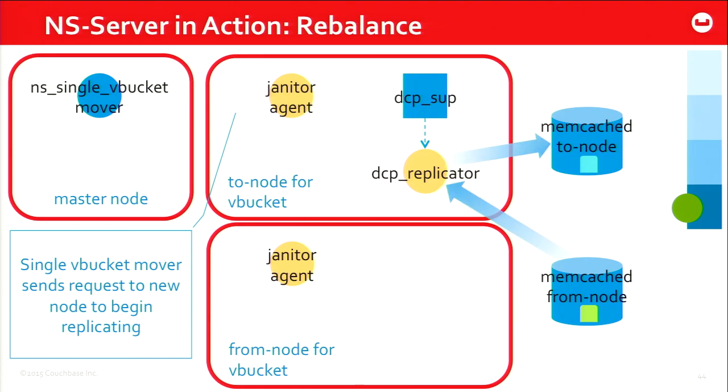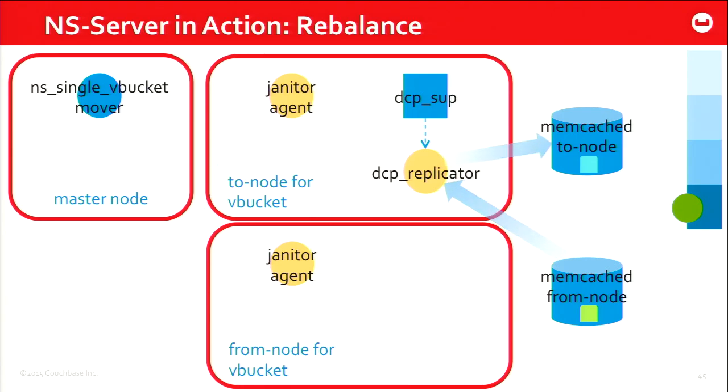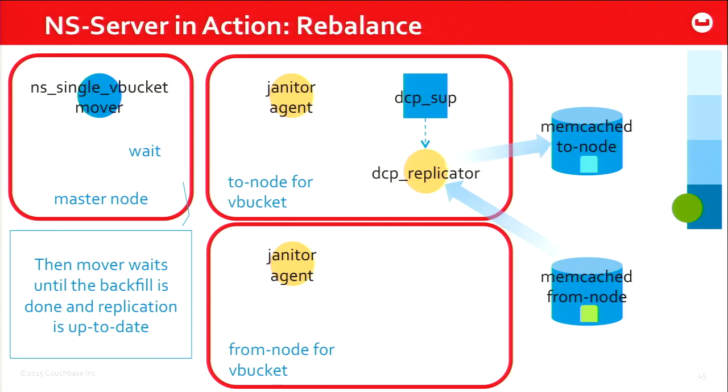The next thing we do is the single vbucket mover goes to the janitor agent on the from node and says, hey, can you tell me when you're almost done? Can you just keep pinging the replication queue in that memcache stream and see when you're almost done? Let me know. So now it's down to a trickle. Essentially, the backfill is done. Now we're just catching up with the current activity in the system. So we go back to the vbucket mover and tell him, we're done. We're ready for the final coordination.